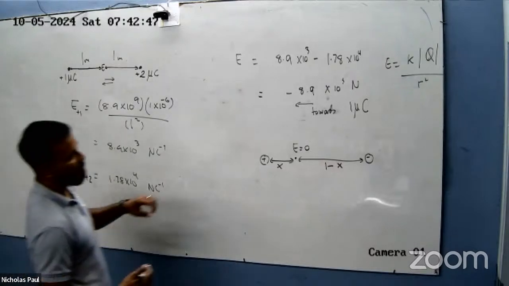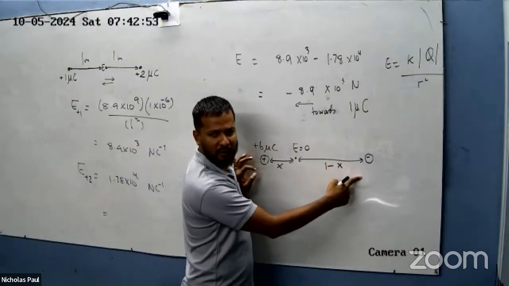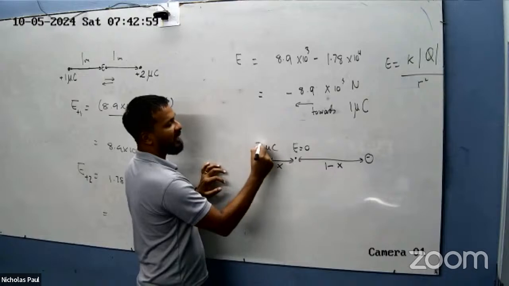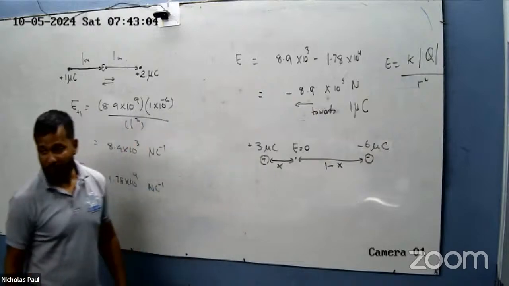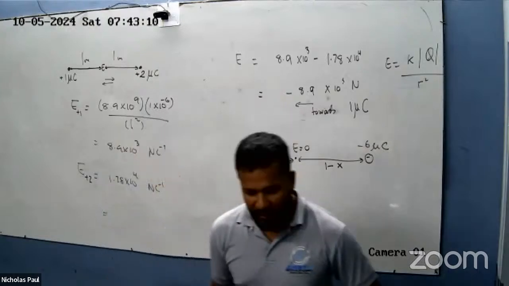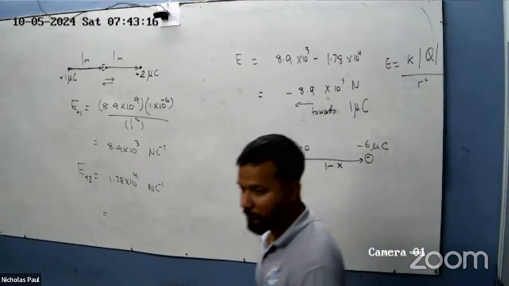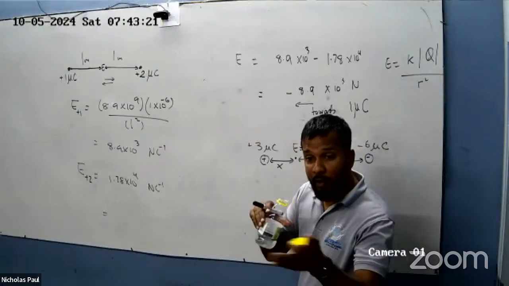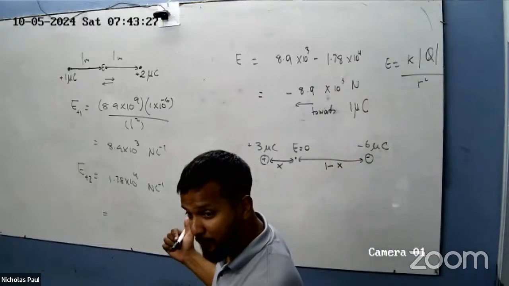What do you want to put here? Plus 6. What's the next one? 3 on minus 6. Doesn't matter. Find the equation and then equate them.